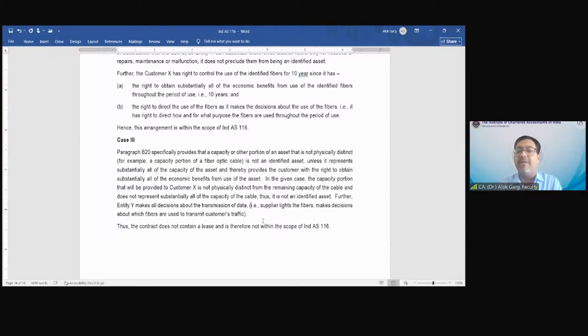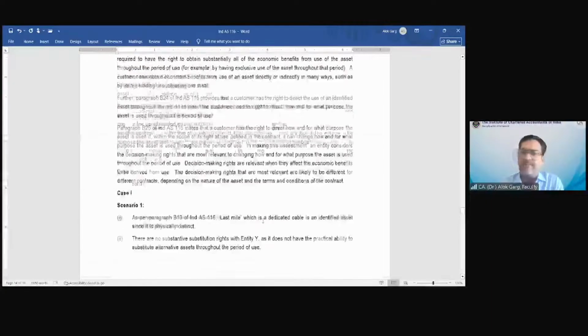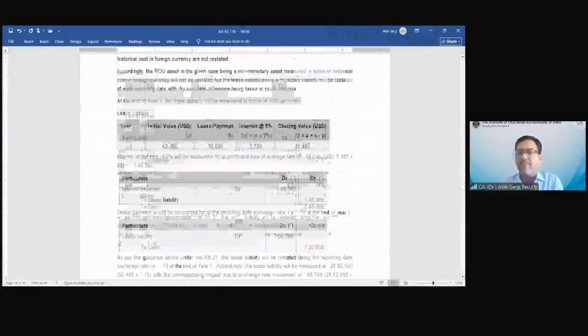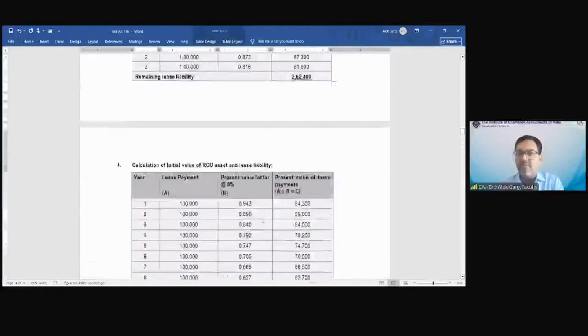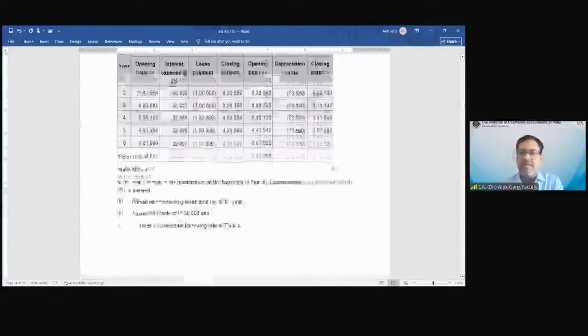Further, entity Y makes the whole decision about the transmission of data. So right to direct is also lying with the lessor. Even in this case, if the right to direct lies with the lessee, still this is not an identified asset. Okay. Right? Ye clear hai? Right, sir.